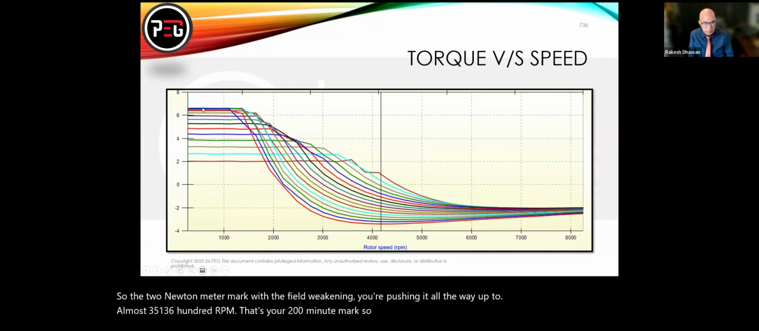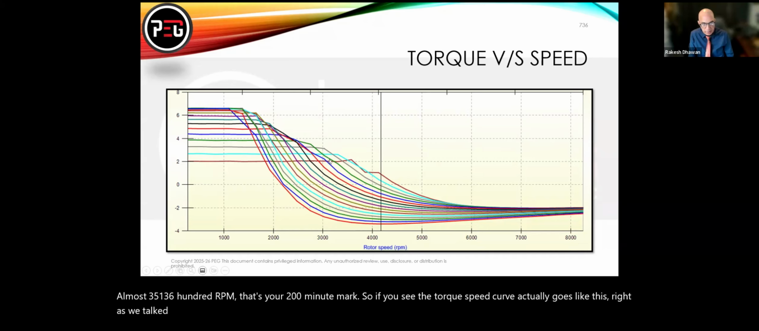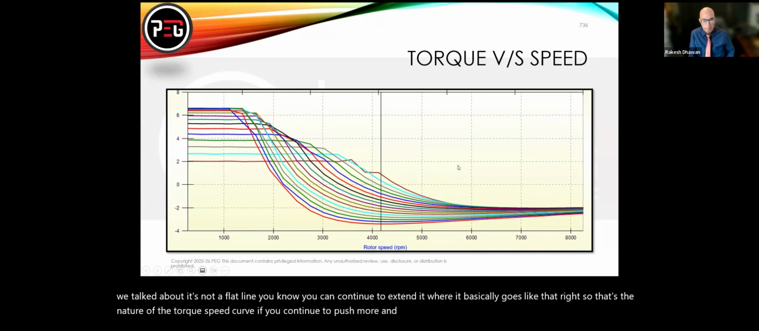So if you see, the torque speed curve actually goes like this, right? And we talked about, it's not a flat line. You can continue to extend it where it basically goes like that, right? So that's the nature of the torque speed curve if you continue to push more and more current into it.